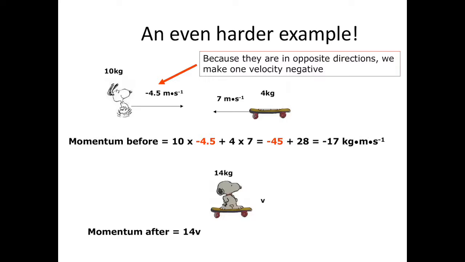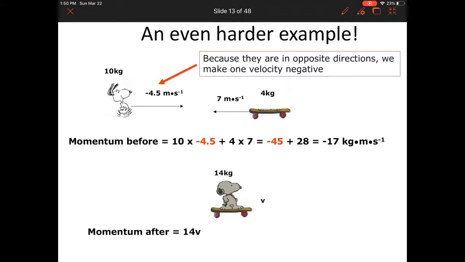So which one do you notice is negative? Here we have a negative 4.5. Does it actually matter which one you make negative? It does not, as long as you keep track of which direction we're calling negative. So in this case, I'm actually calling this direction negative and this direction positive.